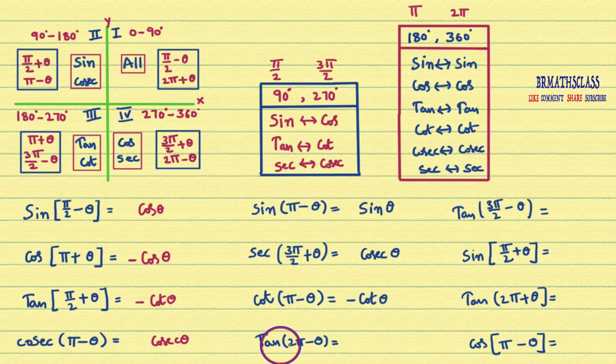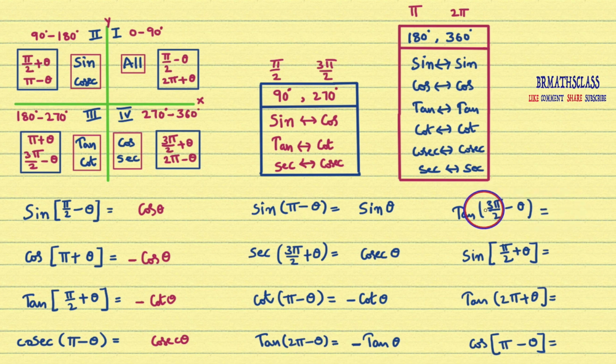Okay. Now tan of 2 pi minus theta. First point, 2 pi is there. When 2 pi is there, the function remains the same. This is tan theta only. 2 pi minus theta is in which quadrant? Fourth quadrant. In the fourth quadrant, what is tan, positive or negative? In the fourth quadrant, tan is negative. In the fourth quadrant, only cos and secant are positive. Remaining all are negative. So we will write here minus tan theta.